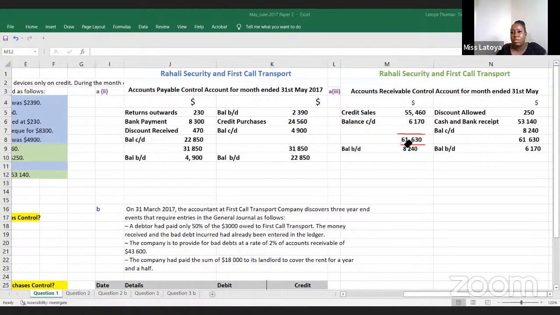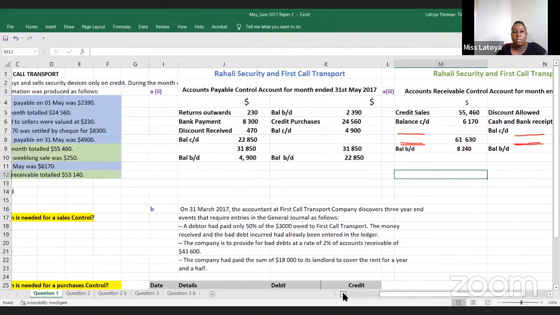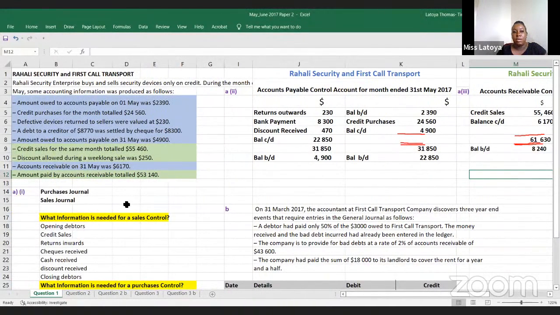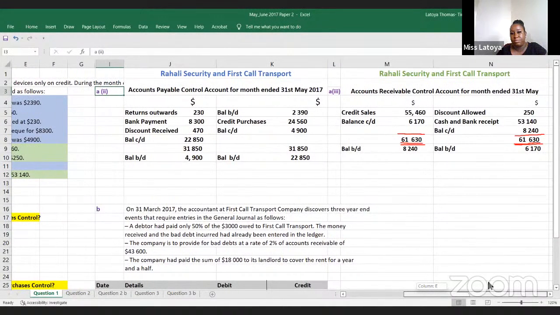So this is the answer to the purchases and the sales control account. This is the solution for it. Now, part B of this question is a part B to question 1. We just did all the parts. A1, we had to identify the types of journal. A2, we had to do the purchases controls account. And A3, we had to do the sales controls account. Okay. So now we are going on to part B of question 1.